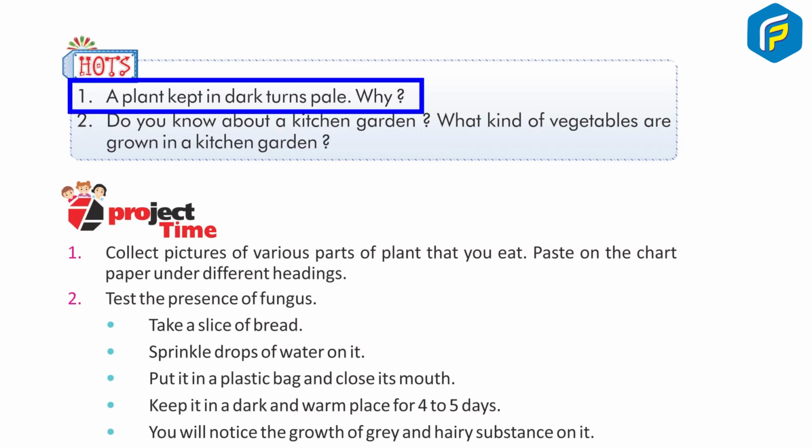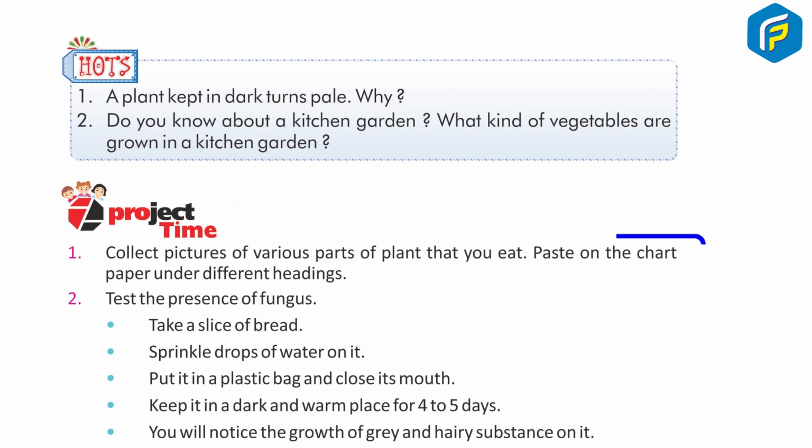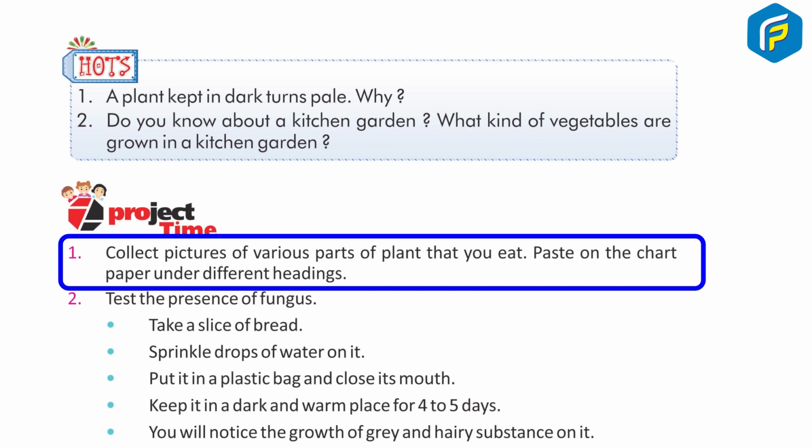HOTS. 1. A plant kept in dark turns pale. Why? 2. Do you know about a kitchen garden? What kind of vegetables are grown in the kitchen garden? Project time. 1. Collect pictures of various parts of plants that you eat. Paste on the chart paper under different headings.